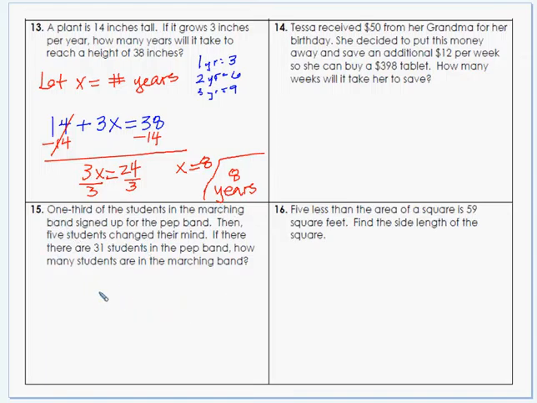One more example that we'll look at together, and then I'll give you the answers for the other two. So on 15, 1/3 of the students in the marching band signed up for the pep band. Then 5 students changed their mind. If there are 31 students in the pep band, how many students are in the marching band? So we want to let x equal the number of marching band students.